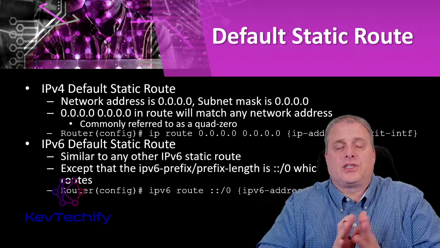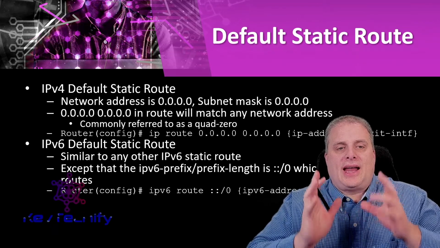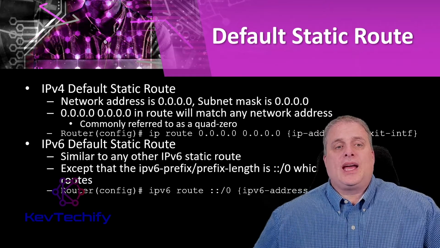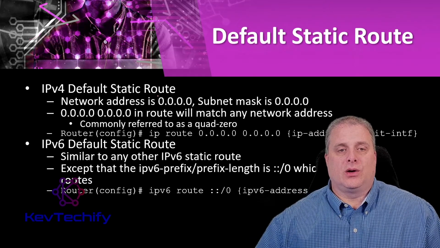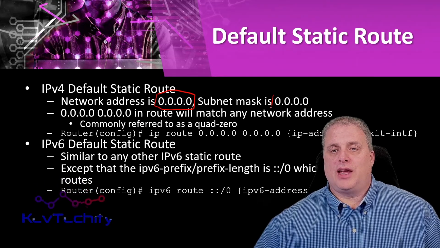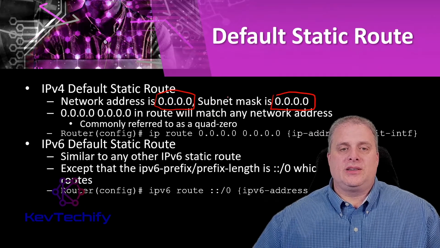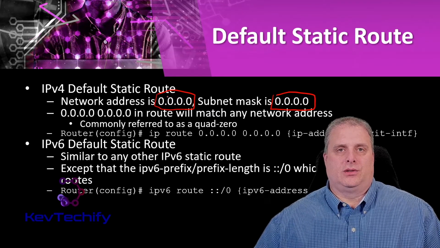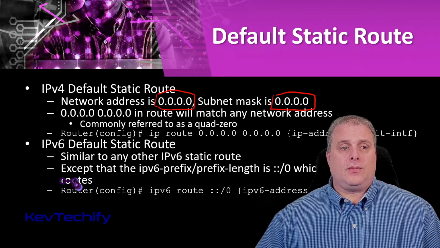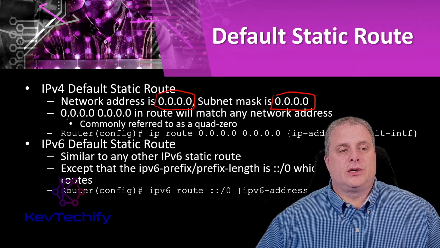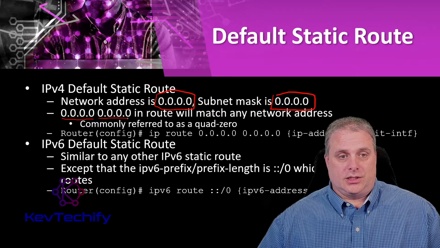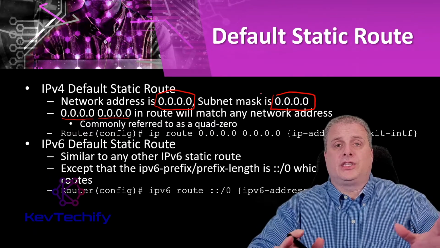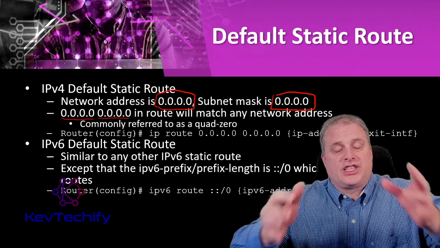When we set up a default static route, we do a couple of special things in that IP route statement. For IP version 4, where we have the network address and the subnet mask, we actually enter in all zeros. So we enter in 0.0.0.0 for the network address, and for the subnet mask, we enter in 0.0.0.0. Now, these are typically referred to as quad zeros. Saying 0.0.0.0 is fairly repetitive, and a lot of people just say quad zero, and they understand, well, there's 4 zeros. If you have a network address of 0.0.0.0 with a subnet mask of 0.0.0.0, or quad zero, in the route, it will match any network address. Basically, you're saying, I don't care where you're going. I'm just going to send all traffic this way.